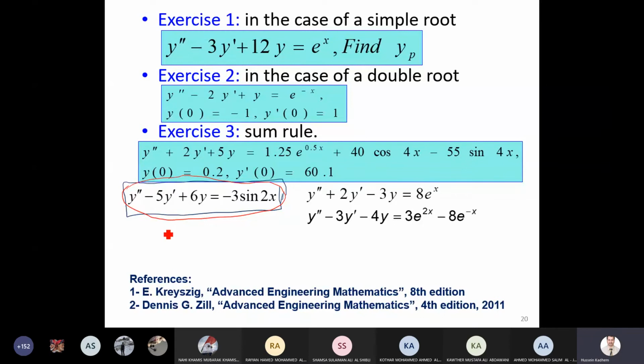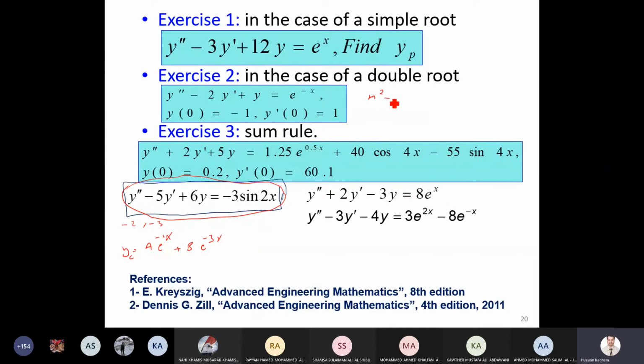M equals -2 and -3. So minus 2. A exponential minus 2x plus B exponential minus 3x. Yes. Y complementary or homogeneous. Let me solve it. I will come to work here.